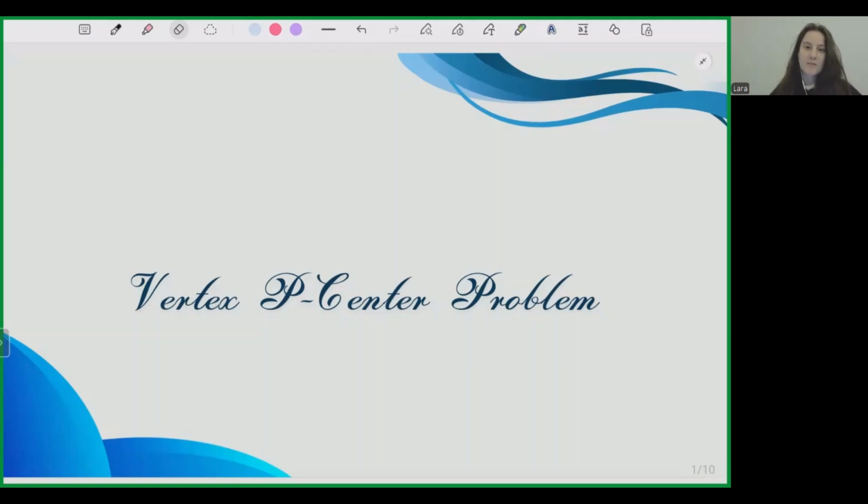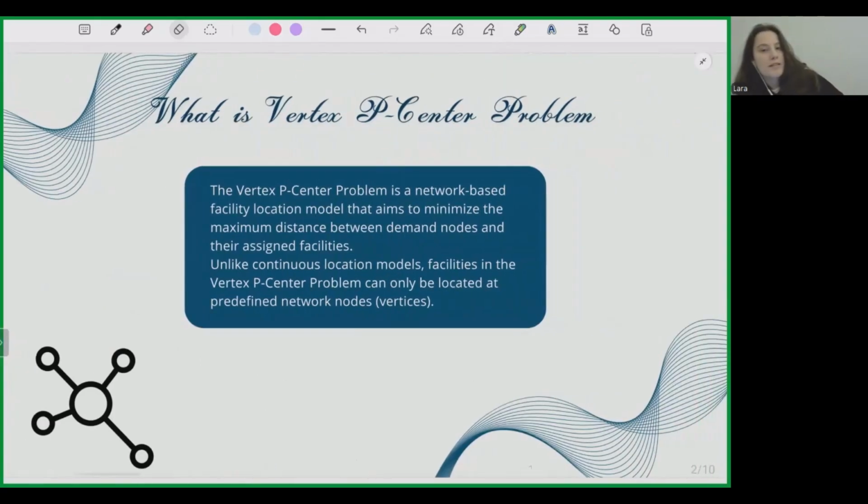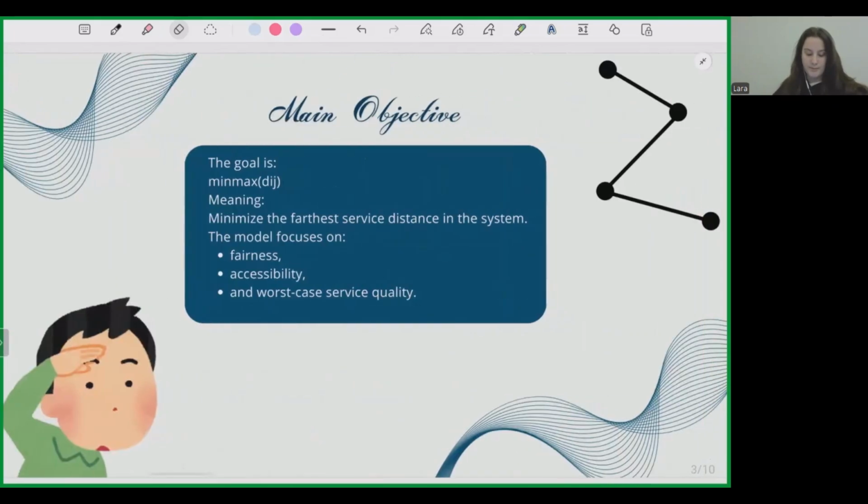I am Lara, and in this video we are going to talk about the Vertex P-Center Problem. Let's get started. What is the Vertex P-Center Problem? The Vertex P-Center Problem is a network-based facility location model that aims to minimize the maximum distance between demand nodes and their assigned facilities. Unlike continuous location models, facilities in the Vertex P-Center Problem can only be located at predefined network nodes or vertices. Okay, so the goal here is minimizing the maximum distance.